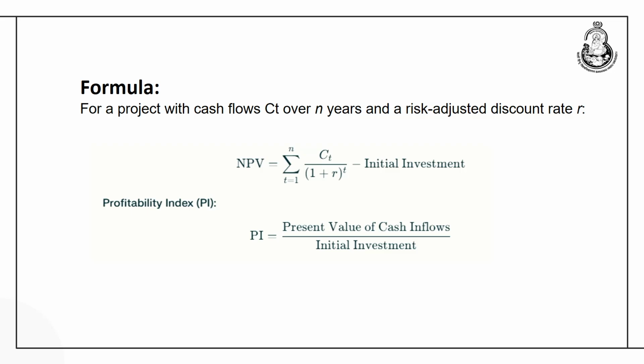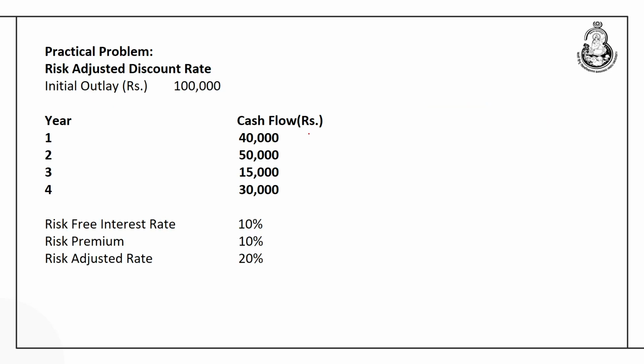The formula for computing the NPV under the RADR method is: NPV is equal to the summation of all the cash inflows discounted to their present value using the discount rate, which reflects both the RF plus RP, minus the initial investment. So, that is the way we should incorporate the risk of the project cash inflows.